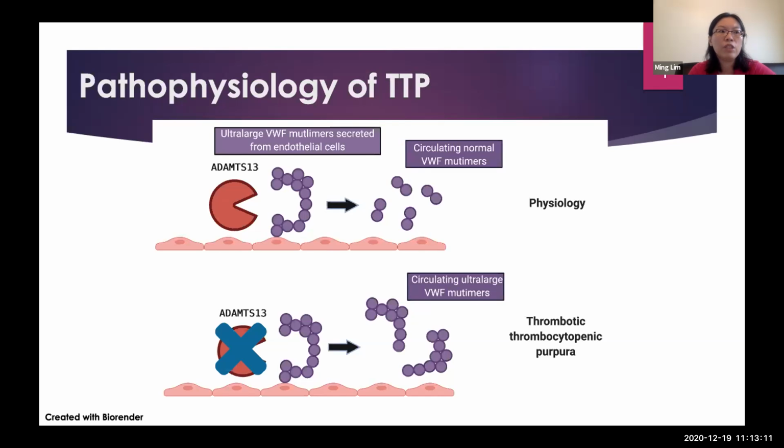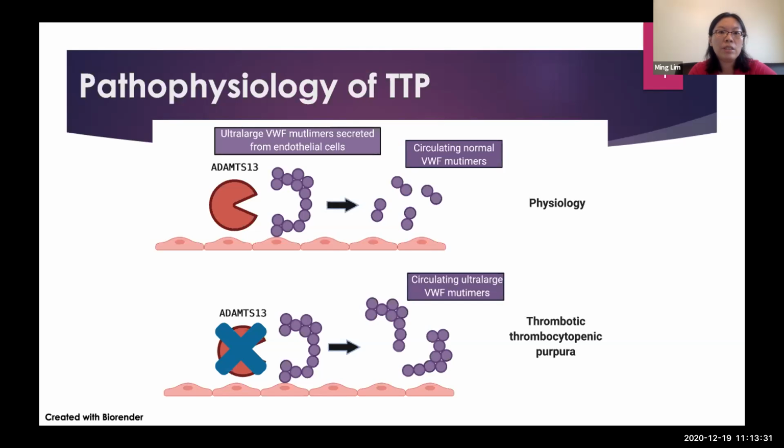So in physiological conditions, you have ultra-large von Willebrand factor multimers that are secreted from endothelial cells. And these ultra-large multimers are cleaved by ADAMTS13 into smaller multimers. And this is how it physiologically happens in our natural circulation.